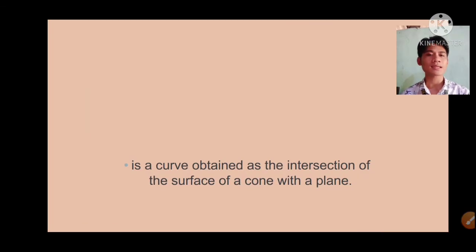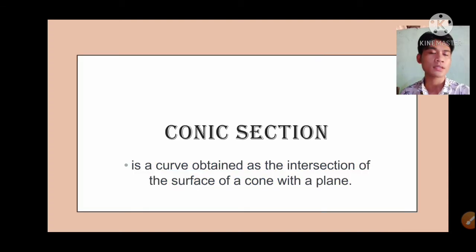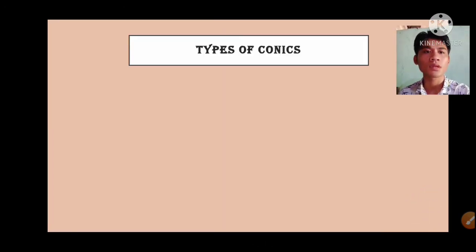So first, let us determine the phrase or word that this definition describes. The definition is: a curve obtained as the intersection of the surface of a cone with a plane. So you are right. The definition itself defines the phrase conic section. So these are the types of conics or conic sections.